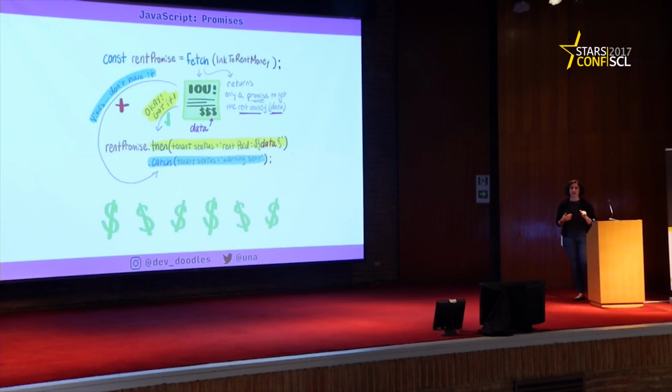This is an example of the promise API from JavaScript, which is new with ES6. So I have this IOU scenario where you're promising to pay rent. You have this rent promise, and then you fetch the link to your rent money. It's like, oh, I have to go get the rent money. So that will return a promise. It doesn't return the rent money. So you have this IOU, that's the current state of the promise.